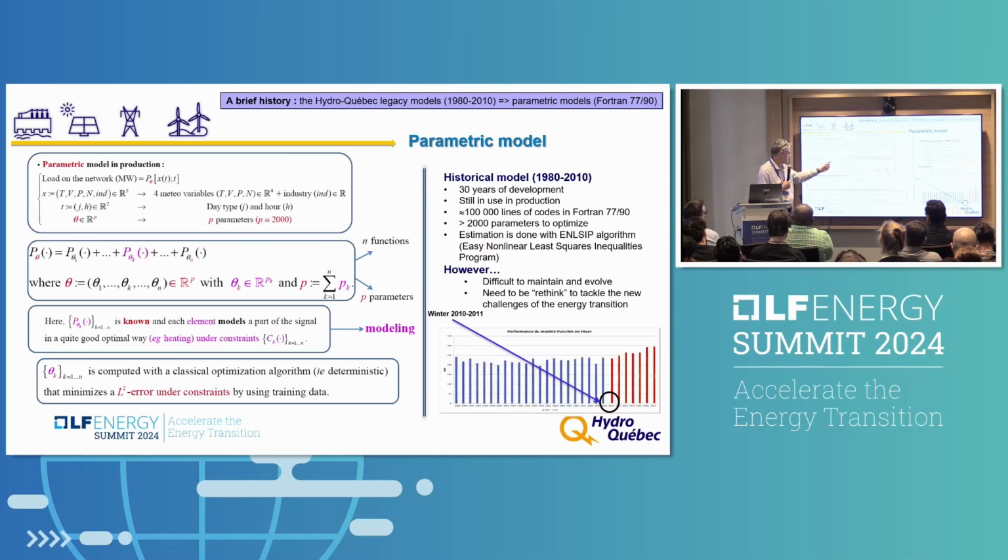For example, this function is supposed to model exactly the heating. But this is the heating of 10 years ago. How will the heating be in 20 years, for example? So it is simple to define a toy model to explain mathematically that we will have a problem if we stay with this technology.